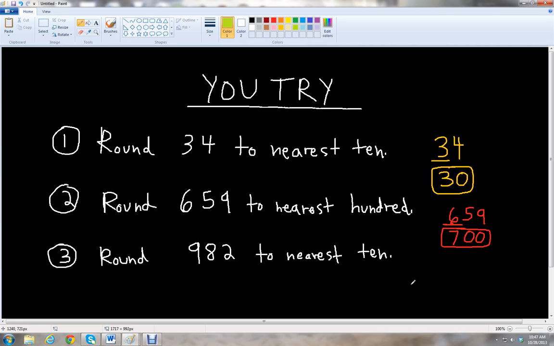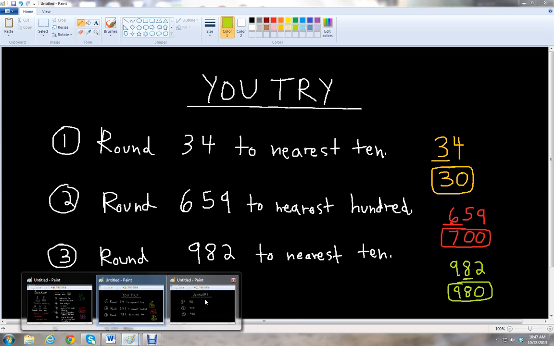And last but not least, we're going to round 982 to the nearest 10. So we have 982. Look at the tens spot, that's going to be our 8. And we look to the right of 8, that's 2. So that's 4 or less. So we keep the underlined digit the same, so that's still an 8. So we have 9, 8, and then the 2 becomes a 0. So 982 rounded to the nearest 10 is 980.